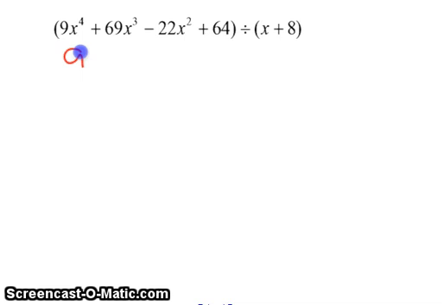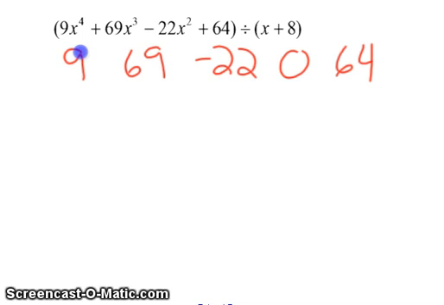So I've got my 9, that's my x to the power of 4 coefficient. My x to the power of 3 coefficient is 69. Then my x to the power of 2 coefficient is negative 22. And then my x to the power of 1 coefficient is 0. And then my constant term is 64. So that's like the hardest part of this. The thing that trips up students more often than anything else is not being able to identify when we need a 0 and where to put it. Okay? If you can get that, you've got the hardest part of this.